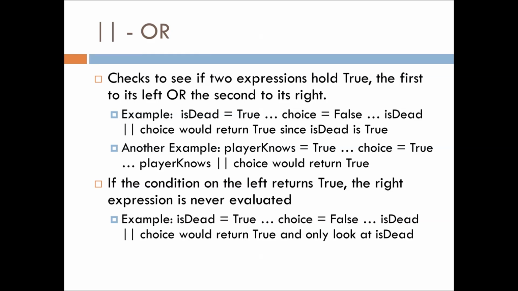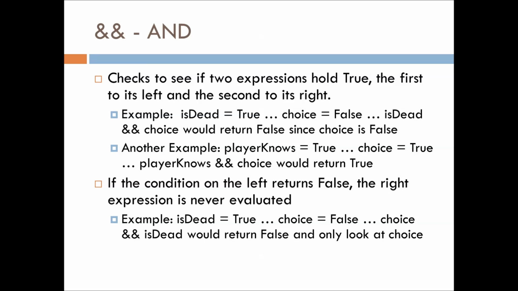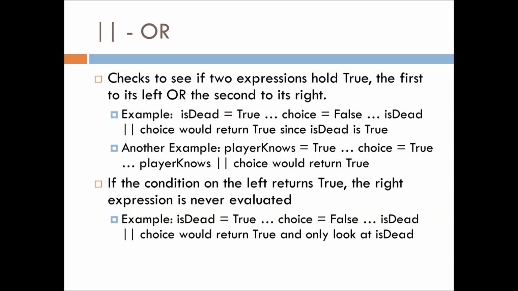Okay, now let's look at the next bullet point. If the condition on the left returns true, the right expression is never evaluated. Basically, in a similar fashion, if we look at and again, if the left is false, the right is never looked at. Well, in the case of or, if the left is true, then it doesn't look at the right side of the expression. So is dead is true, choice is false. Is dead is on the left, choice is on the right. It would return true, and it would only look at is dead, which is faster on your runtime, if you can get it to work that way, but if not, cool.